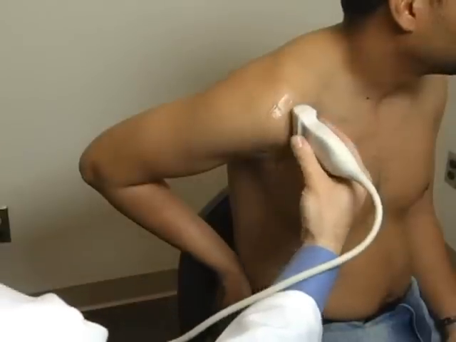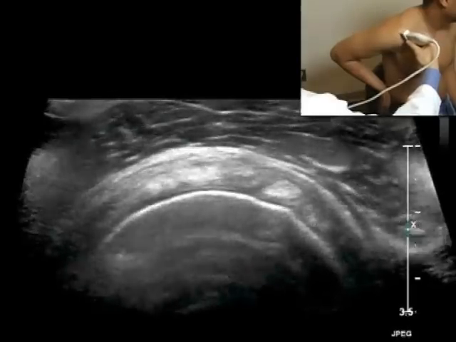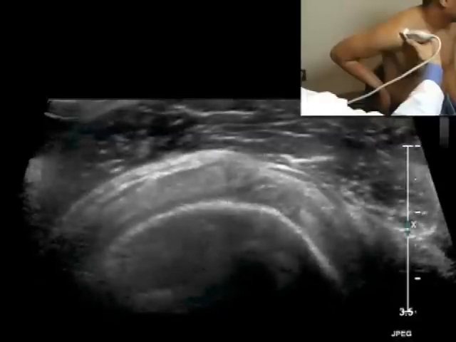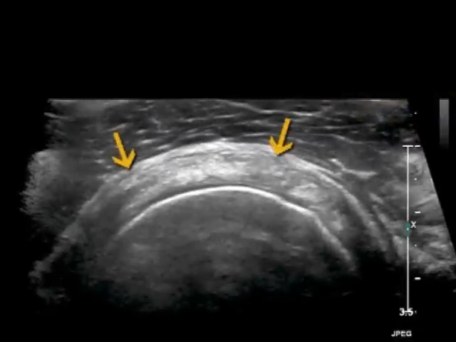The transducer is then turned 90 degrees over the humeral head. At this site, the humeral head is round, and the supraspinatus tendon is seen as a uniform layer of tissue, appearing similar to a tire on a wheel. Also note the intra-articular portion of the long head of the biceps brachii tendon at the anterior aspect of the supraspinatus in the rotator interval.